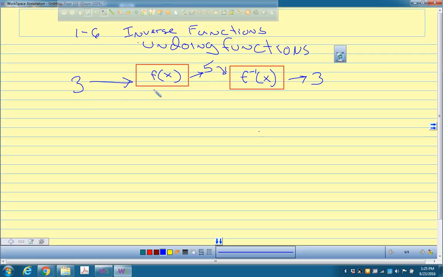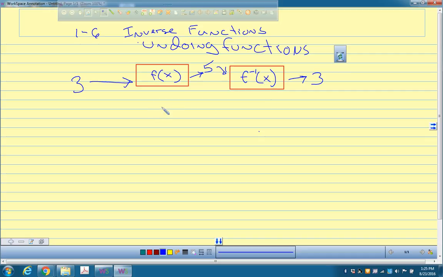so basically if some function wraps something up and spits something out, the inverse of that function takes what you spit out, unwraps it, and spits out what you put in the first place. That's basically what an inverse function does. So for example, sometimes I'll call this f inverse of x, sometimes I'll call it the inverse, so this does not mean f to the negative 1 power, it means the inverse of x, okay?